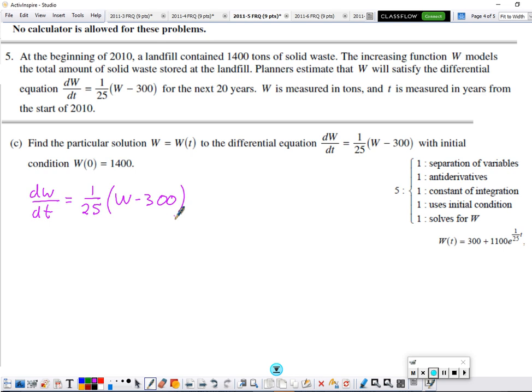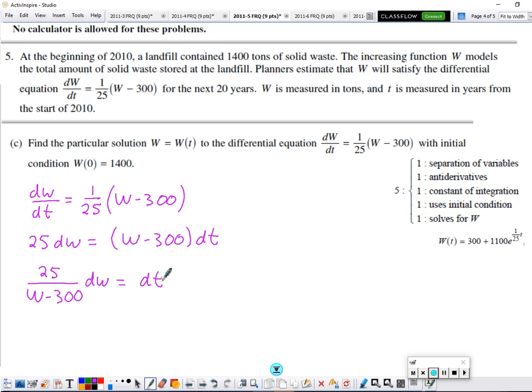Must separate the variables first. I don't like fractions, so I'm going to move the 25 over here. Move the dt to the other side. Questions up to there? I have to get the w on the left, so I move all of this over. So I end up with 25 divided by w minus 300 dw is simply dt. I left the 1/25 on the other side of that line.